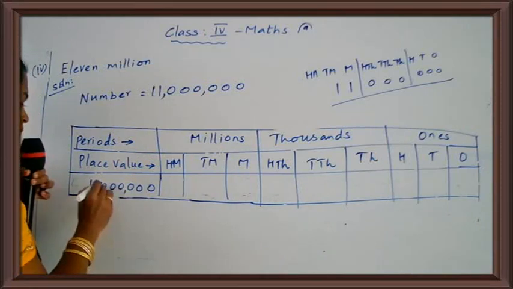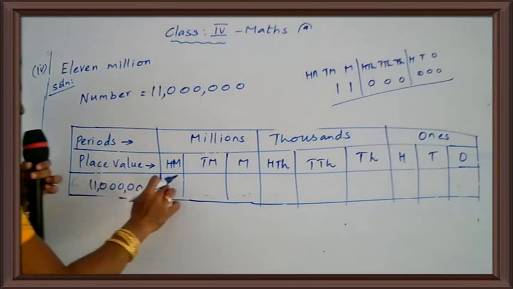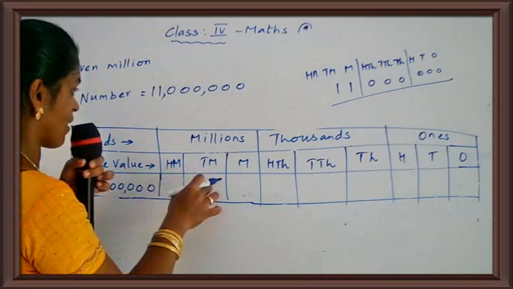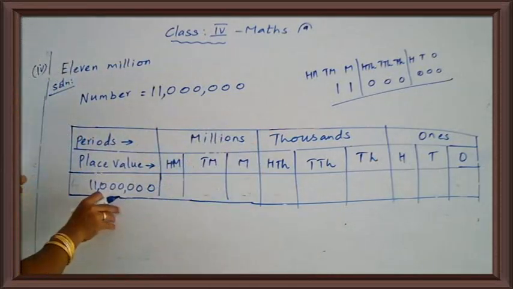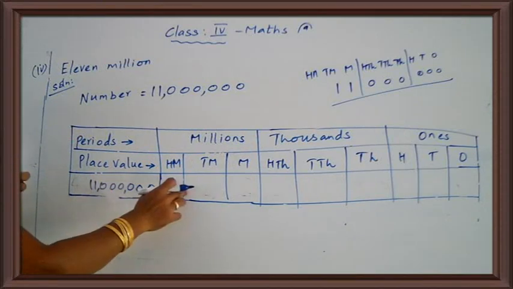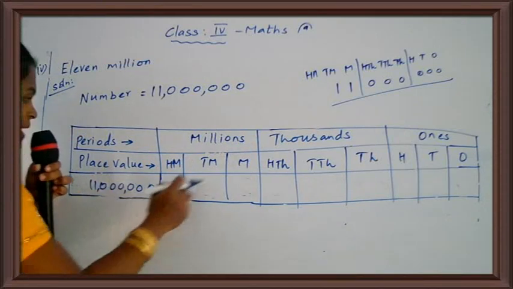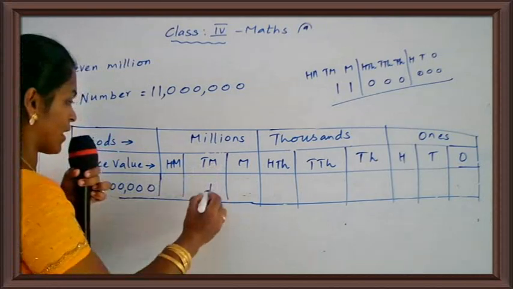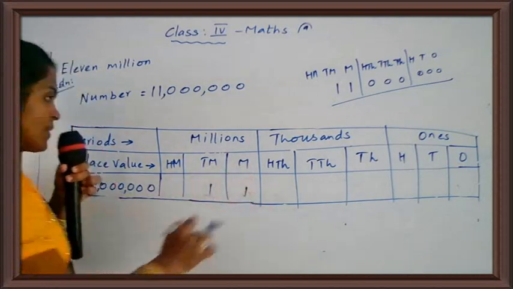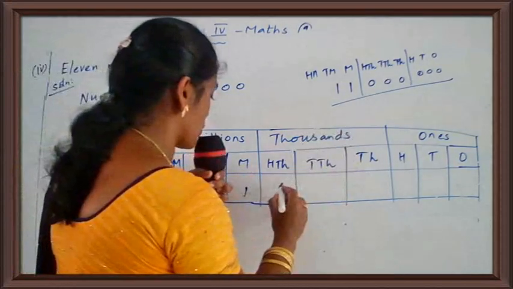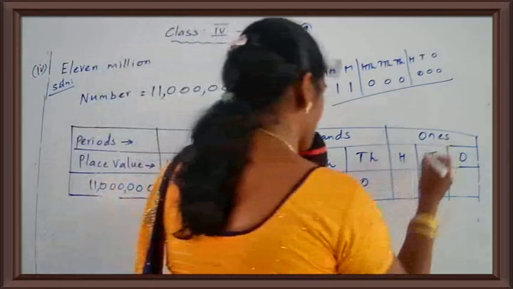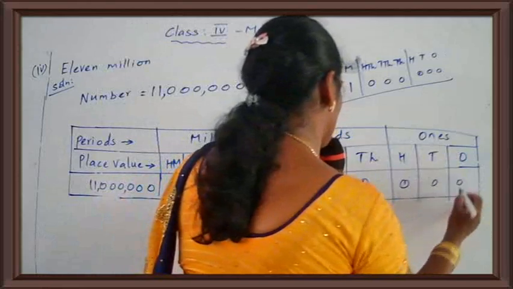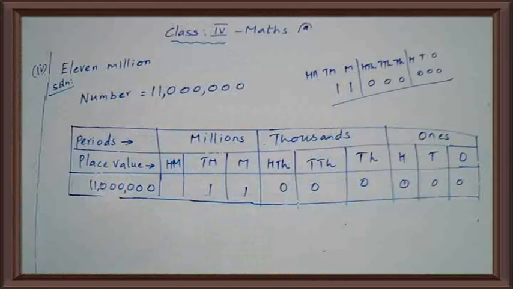Okay children. Now we put the numbers inside the place value chart. First of all you draw the international place value chart. Then after, put the numbers inside. Okay. 11 million. So 10 million is 1 and 1 million is 1. So that's why 11 million, and the thousands period is 0. So all the digits are 0. Next, the ones period is also 0. Okay. Clear? Are you listening? Yes. Then now you write it in your classwork note.